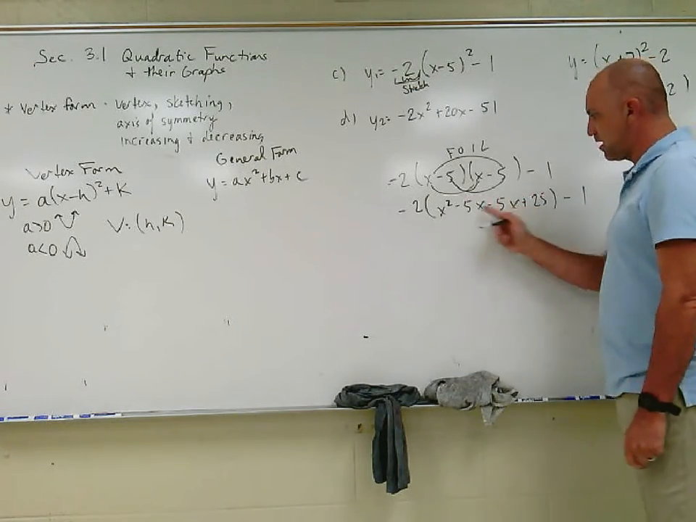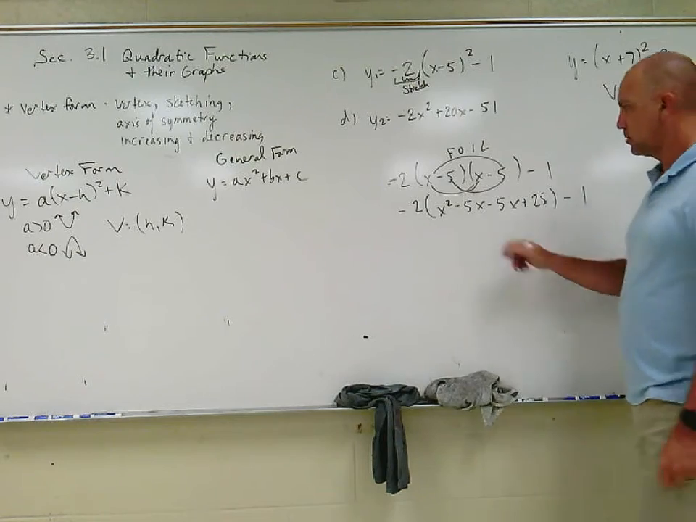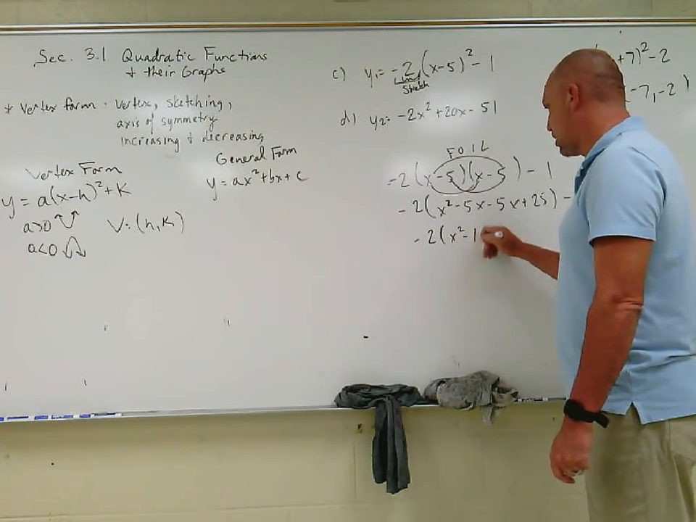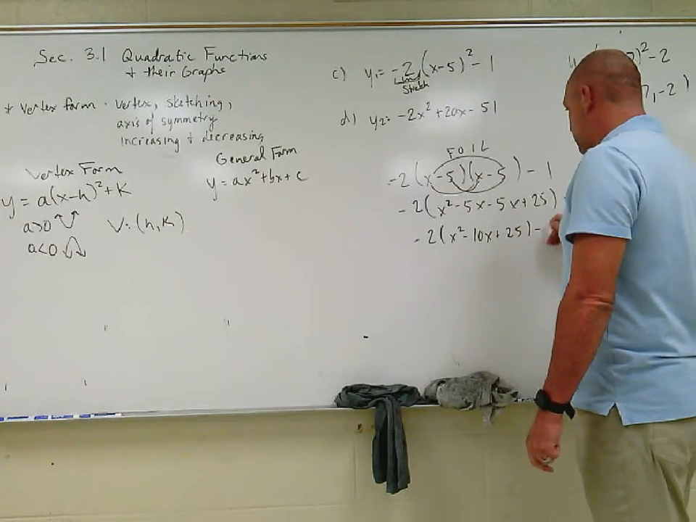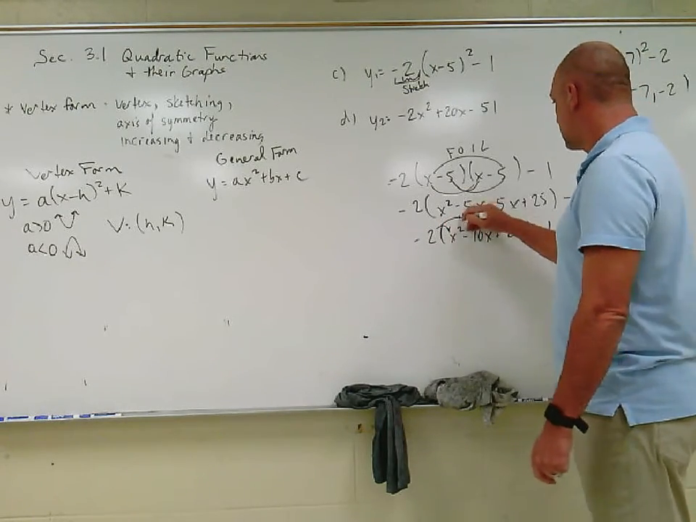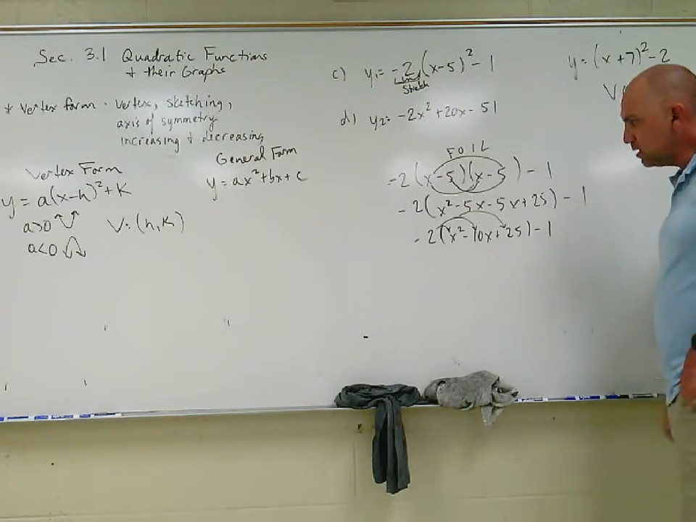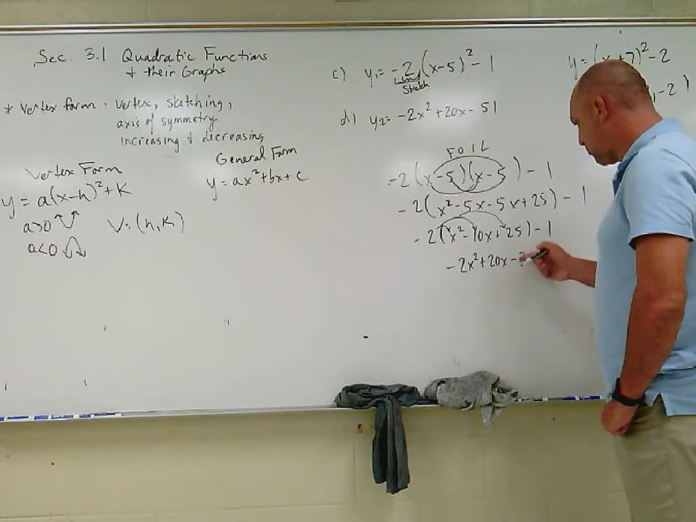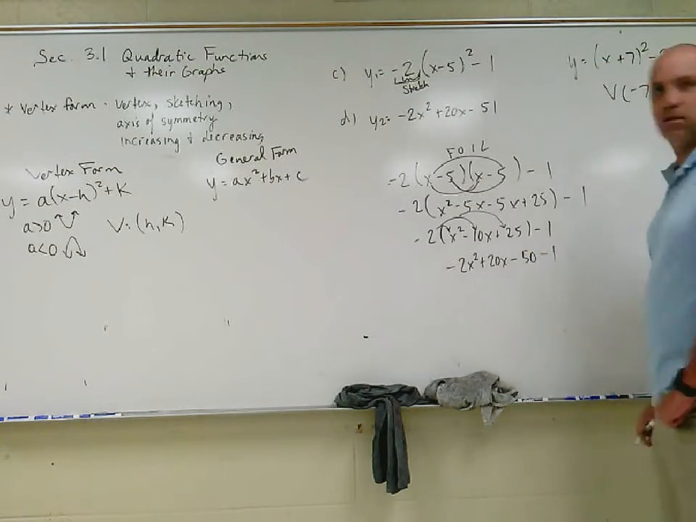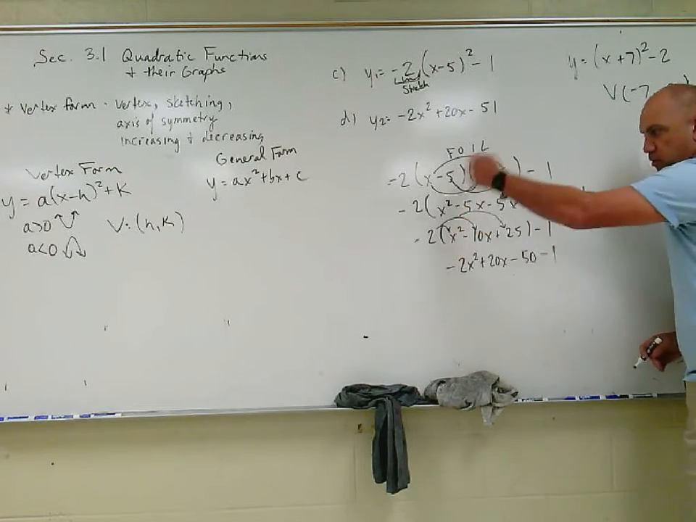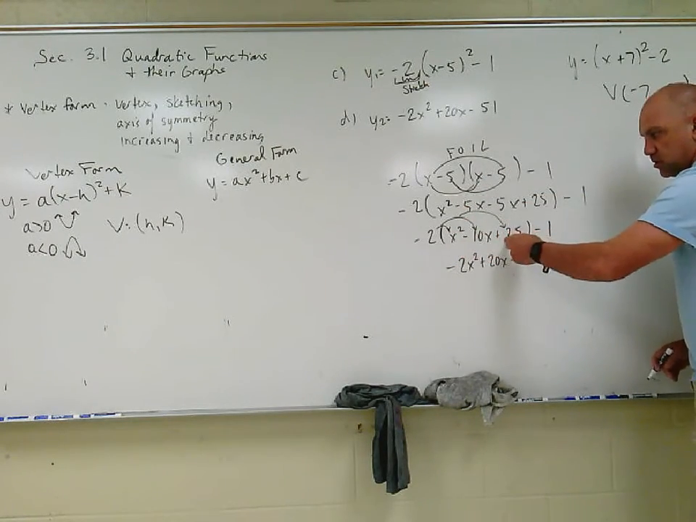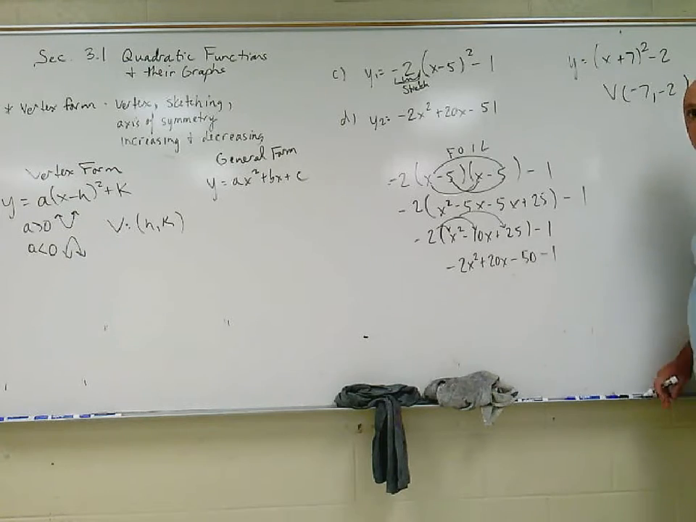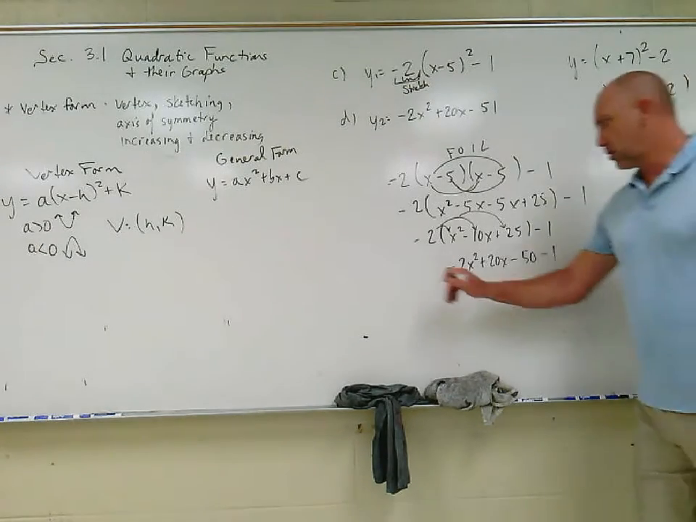Now these two -5x's add up to what? -10x. So we get x squared minus 10x plus 25 minus 1. Then I'm going to distribute the -2, and let's see what we get. We get minus 2x squared plus 20x minus 50 minus 1. When I distribute a -2, that turns into a positive 20x, that turns into a -50, and don't forget the -1. So all I did was do it in my head real quick to come up with this, just to show you.